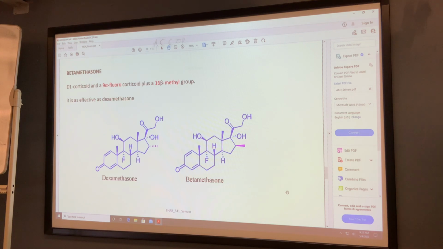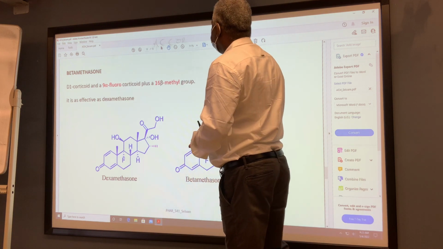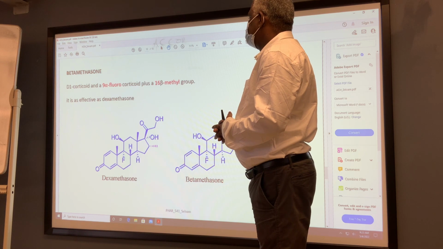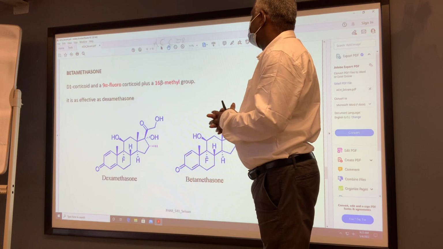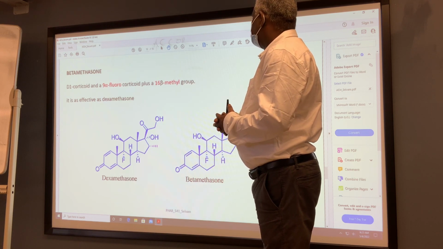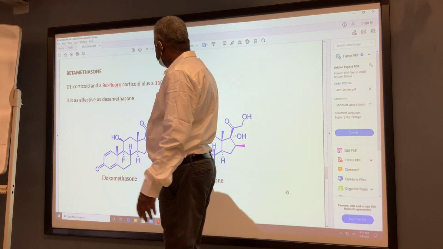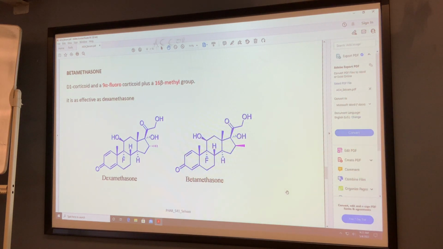Betamethasone and dexamethasone are exactly the same compound, and the potency is also almost equal. We can say maybe the beta is a little more than dexa, but overall it is equal potency. The only difference is a beta methyl group in betamethasone and an alpha methyl group in dexamethasone. The reason for the potency is that the combination of the fluorine and the methyl group is responsible for being 5 times more active compared to prednisolone.